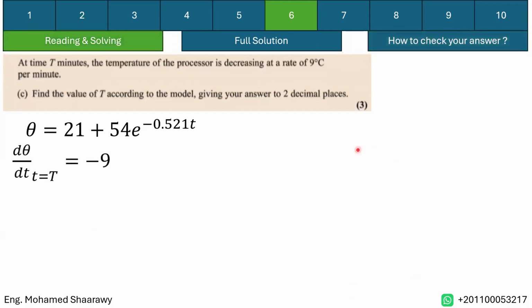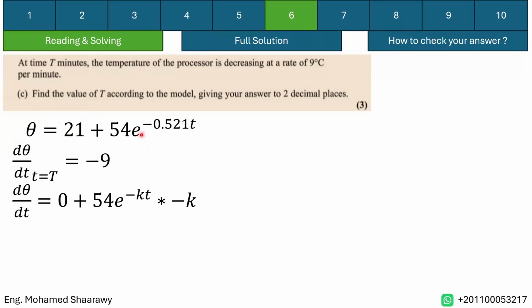The last thing is that it says, at time T capital, the temperature of the processor is decreasing at a rate of 9 per minute. So find the value of T capital according to the model. The question says that d theta by dt, which is the rate of change of the temperature, when the time is T capital, will be negative 9. To get this value, I must differentiate this equation with respect to time. The differentiation of theta with respect to time is just d theta by dt. The differentiation of 21, a constant, will be 0.